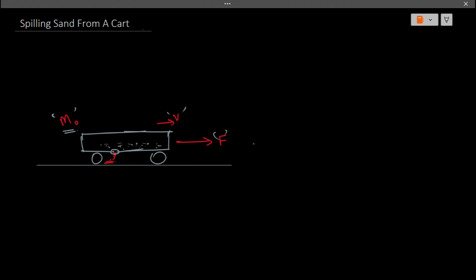Now we need to find two things in this problem. The first one is the acceleration as a function of time and the velocity as a function of time. These are the two findings we'll have to make.